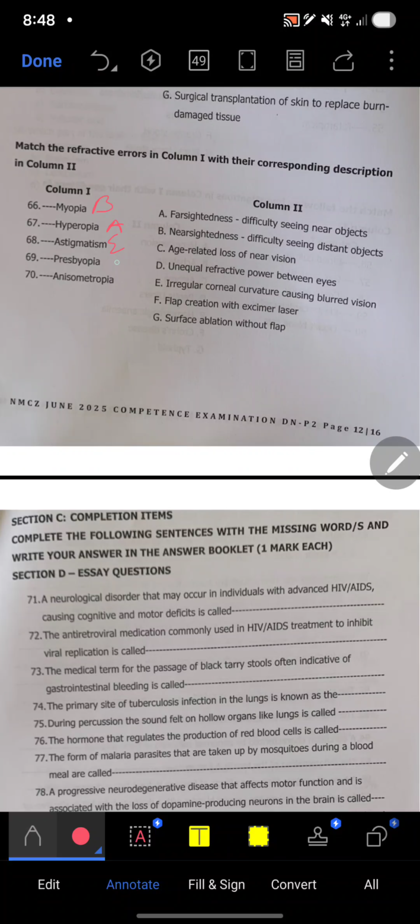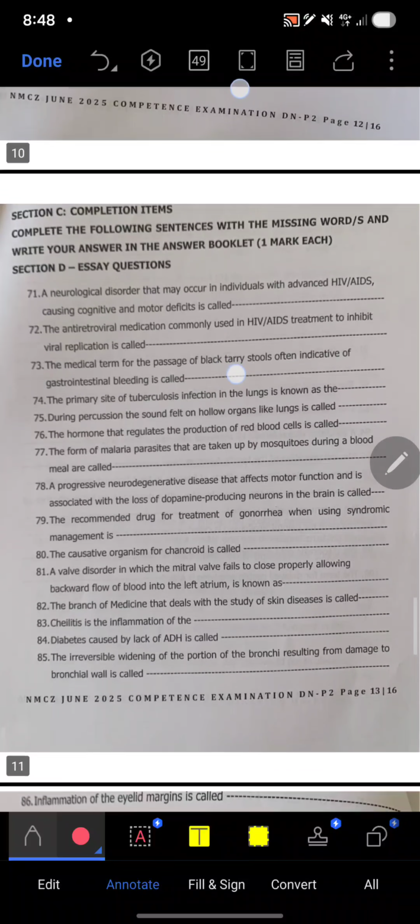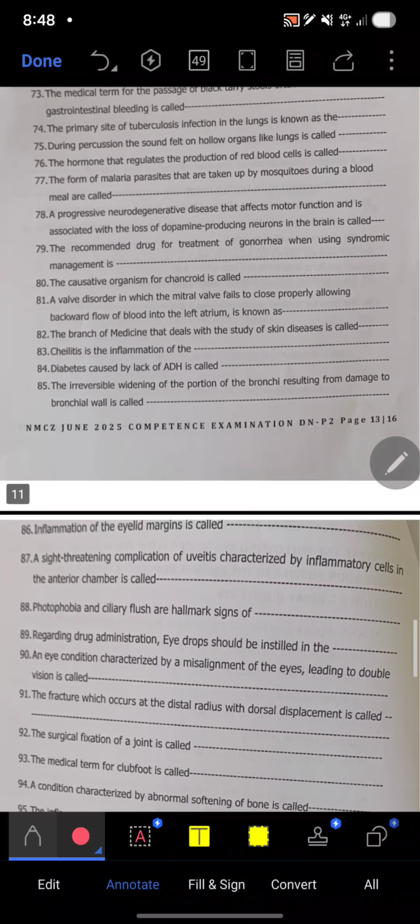The correct answer is C, which is age-related loss of near vision. Question 70, anisometropia. The correct answer, of course, is D, which is an equal refractive power between eyes. So that is about the matching questions. We move on to the completion questions.